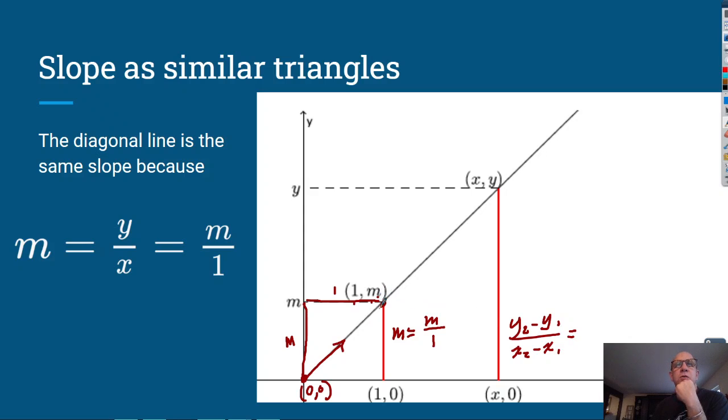So if y2 is m and y1 is 0, I have m minus 0, and x2 is 1 and x1 is 0. So we have 1 minus 0. m minus 0 is m, 1 minus 0 is 1. So again, we have a slope of m over 1, which is just m. All right. So the slope is m. And this works for any point.